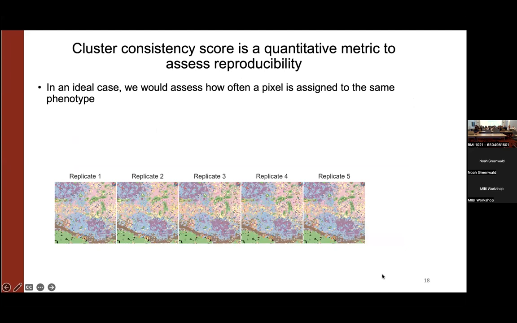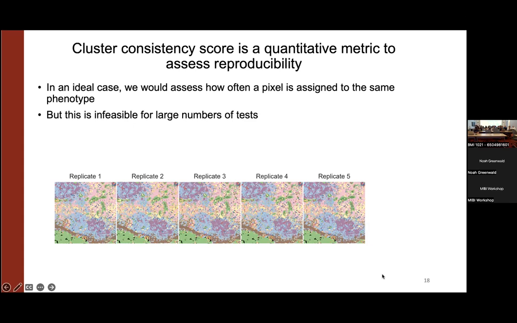So in an ideal case, we could assess this idea of stochasticity by simply assessing how often a particular pixel is assigned to the same feature. However, in reality, unsupervised clustering algorithms rely on manual annotation. So for instance, in replicate 1, the T cell cluster might be cluster number 1, but in replicate 2, the T cell cluster might be cluster number 2. And so you have to go in and manually annotate each cluster number with its phenotype. So that's what I did here, which is why the colors line up so nicely. But you can imagine this is infeasible for a very large number of tests.